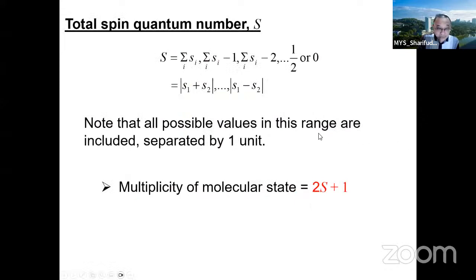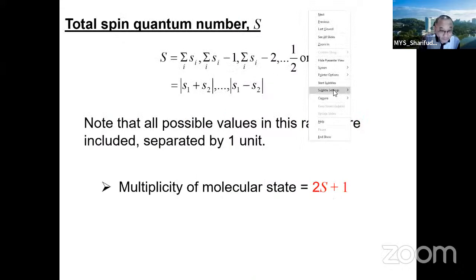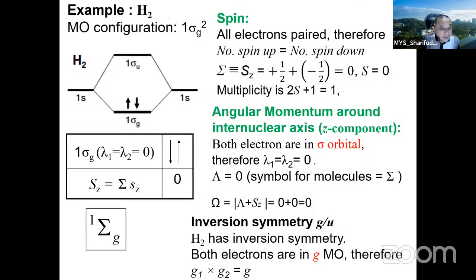Spin is the same, because spin always commutes. So the way to do it is basically the same, right? And the multiplicity also stays the same for a diatomic molecule, right? It's 2S plus 1. And we look at one example.